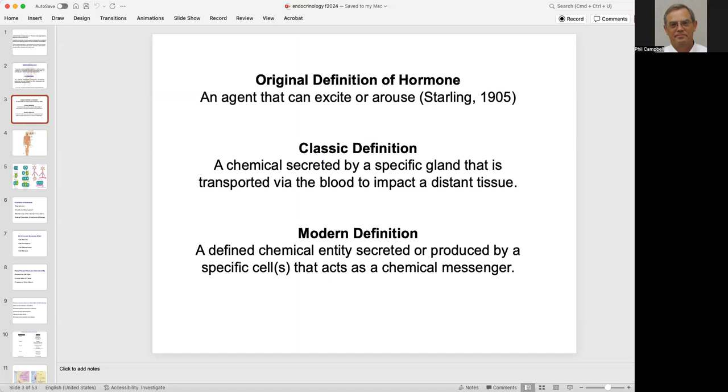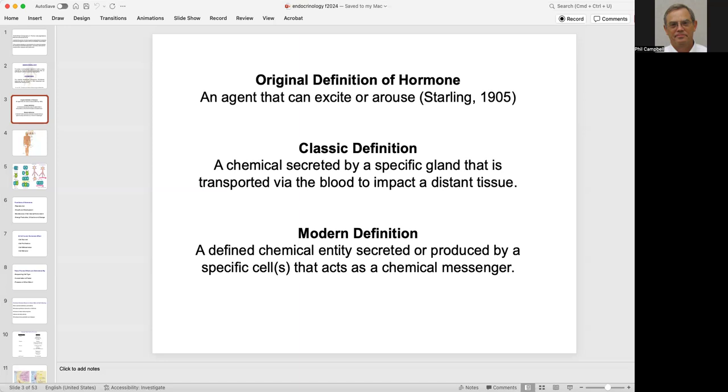So the original definition of hormones, dating back to 1905 and the origin of the actual field, is an agent that can excite or arouse. That was the original definition of a hormone. Now, during the next intervening 30, 40 years, discovery of new hormones was brought about. The basis of the discovery was blood. Why blood? Because it's minimally invasive, it can be taken without major threat to you, and it can be analyzed and so on.